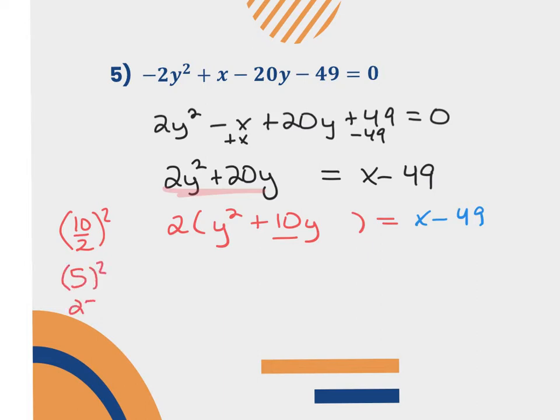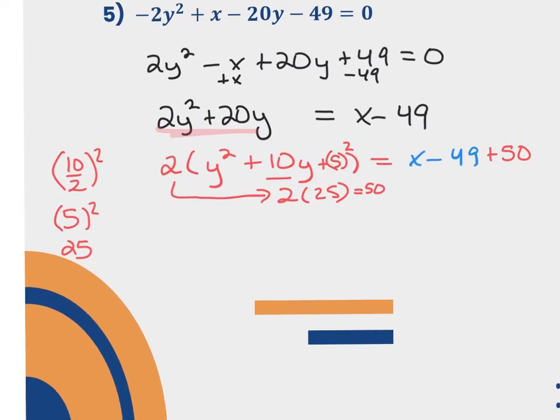So 5 squared is 25. So in here I'm going to put plus 5 squared. But what I'm going to add to the other side, I need to remember the 2 that I factored out, times it by 5 squared, which is 25. So what I'm adding over here is going to be a positive 50. I can now factor my perfect square trinomial, and I get 2 times y plus 5 squared equals, and I can also simplify this negative 49 plus 50, and I end up with x plus 1.